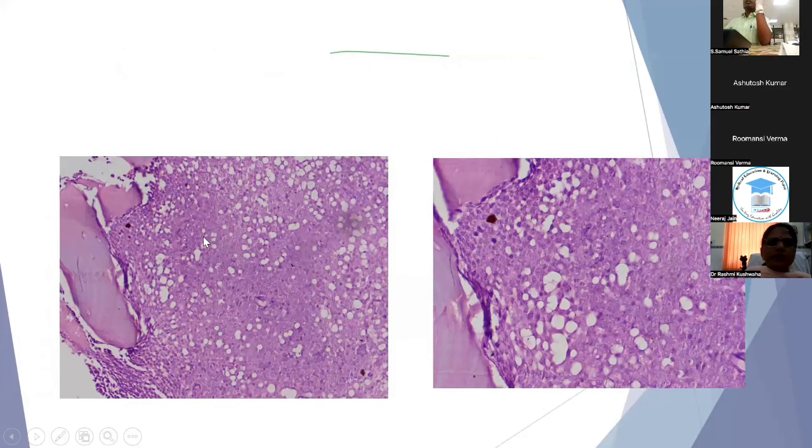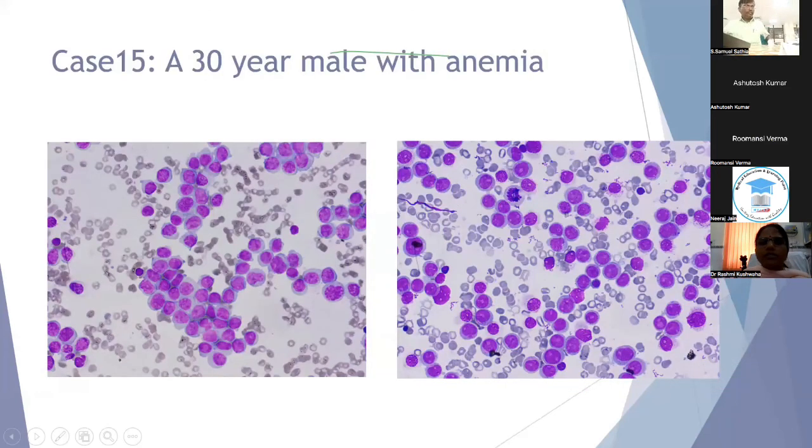And this is the trephine section. In the trephine section, we see there is loss of topography, no megakaryocytes seen, no erythroid precursors seen. The maturing granulocytic precursors are also not seen. We just see the sheets of these blast cells. This was a case of acute monoblastic leukemia; the morphology is very characteristic on the peripheral smear, and these are all the monoblasts that we are seeing here.